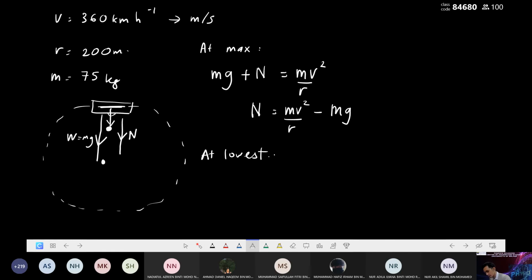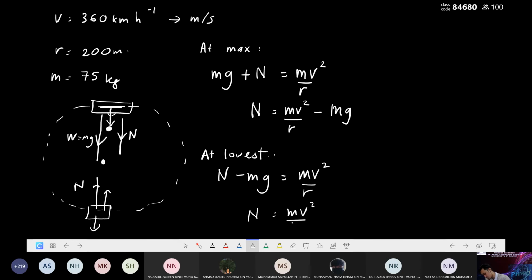So at lowest the weight ke bawah and then the normal ke atas. Jadi the normal minus with the weight akan equal with our centripetal force. So the normal is mv square over r plus with the mg. So this one you terus masuk je lah dalam equation.